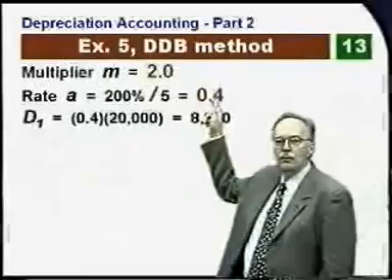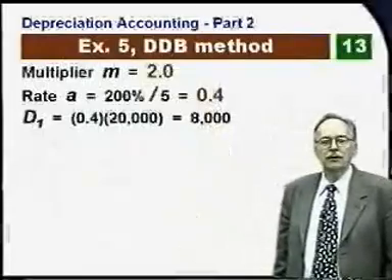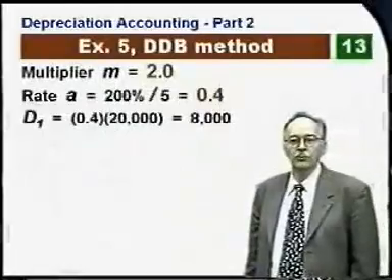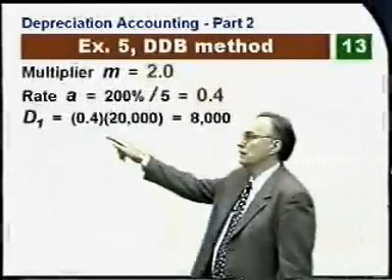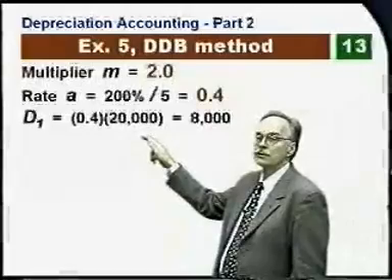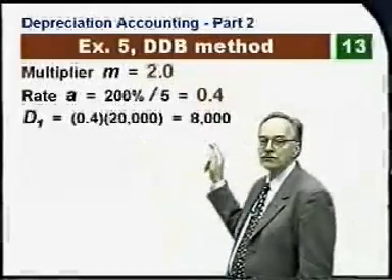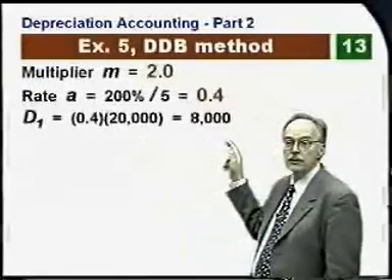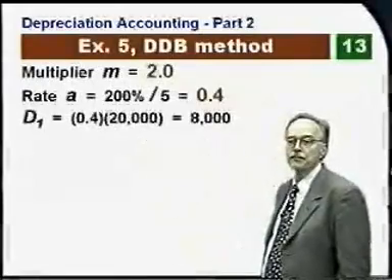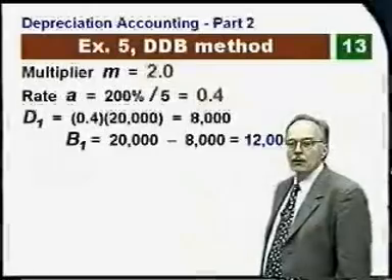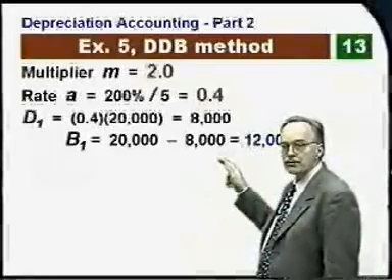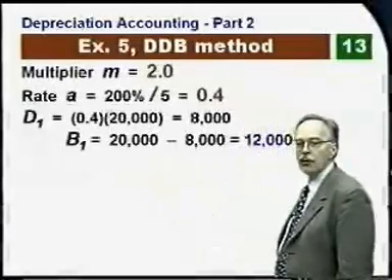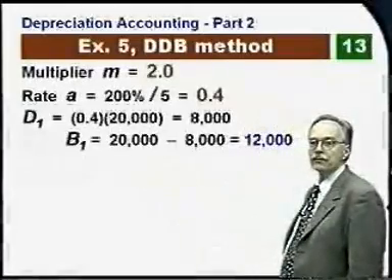Let's apply this to the example. The multiplier is 2. That's 200% then divided by the depreciation life of 5. So that gives us our a multiplier of 40%. So 40% times the original installed cost, 20,000, gives us a whopping $8,000 depreciation in the first year. That's much larger than the other situations. We then take this $8,000 depreciation and subtract it from the book value time 0 to get the book value time 1, which is 12,000.